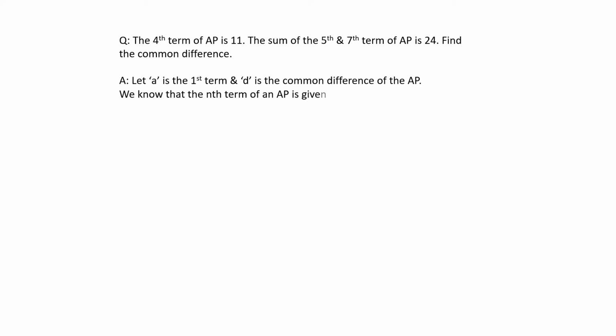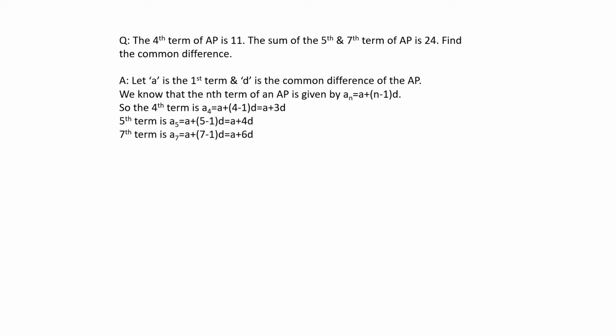We know that the nth term of an AP is given by an equals to a plus n minus 1 whole into d. So the fourth term can be written as a4 equals to a plus 4 minus 1 whole into d, or it is a plus 3d. The fifth term can be written as a5 equals to a plus 5 minus 1 whole into d, or it is a plus 4d. And the seventh term can be written as a7 equals to a plus 7 minus 1 whole into d, which is equals to a plus 6d.